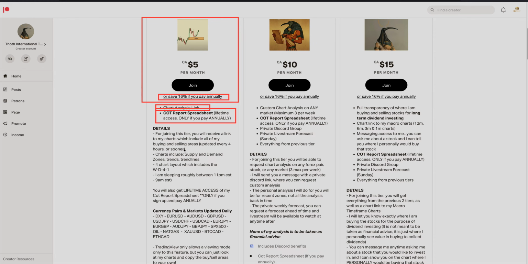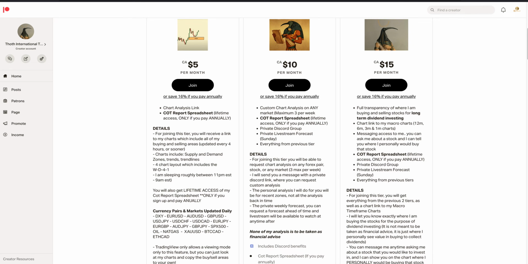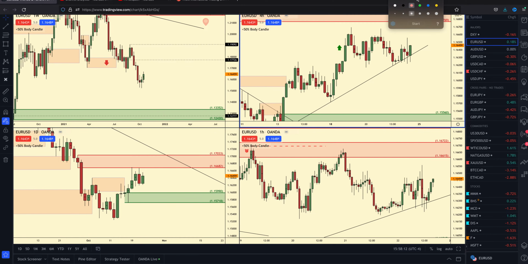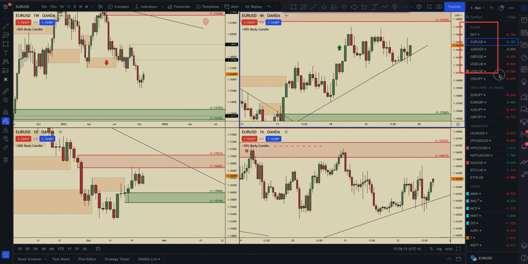And so for joining this tier, you will receive a link to all my charts, which include all of my buying and selling areas updated at least every 4 hours. And that includes the weekly chart, daily chart, 4-hour and 1-hour. And if you look over here on the right, you can see all of the pairs that I track. I have the major currency pairs, excluding the New Zealand dollar. I have some cross pairs here, Euro Yen, Euro GBP, Aussie Yen, Pound Yen, and then some commodities as well.